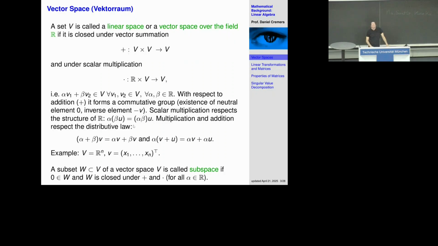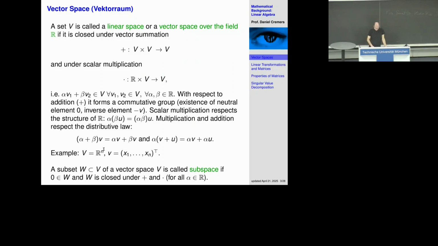Then you have this distributive law, and what can I say? This is something you should really know. My son, he's now 11, he learns the distributive law right now in school. So by 11, you should more or less learn this stuff. So that basically means alpha plus beta times v is alpha v plus beta v, and same, alpha times v plus u is alpha v plus alpha u.